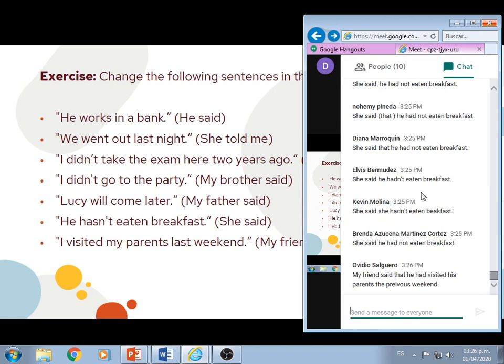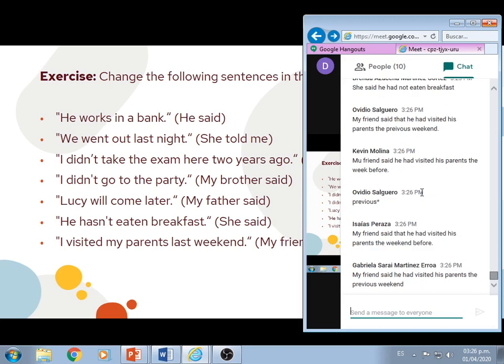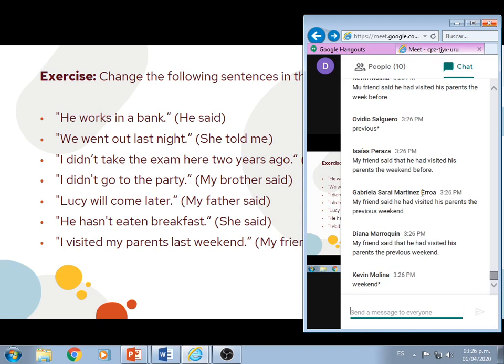Okay, so we have: my friend said that he had visited his parents the previous weekend. Check just the spelling mistakes right there. My friend said that he had visited his parents the week before. Okay, the week before the previous weekend. Yes, you're right.